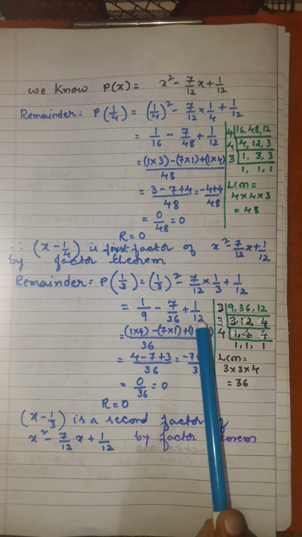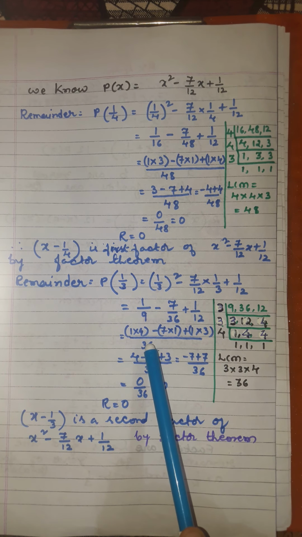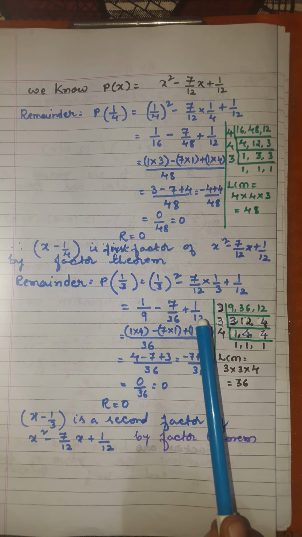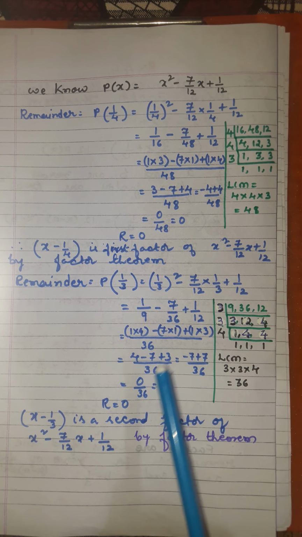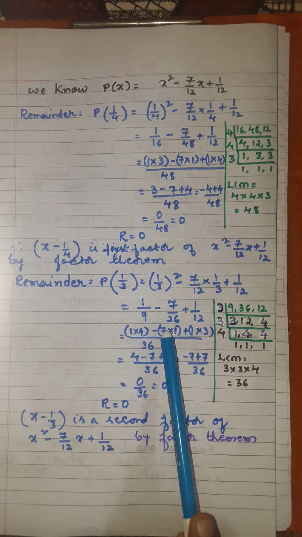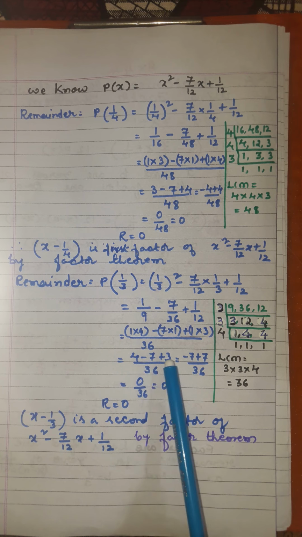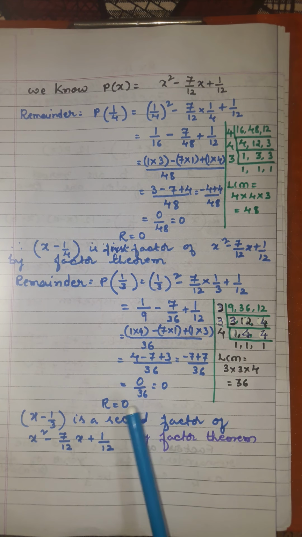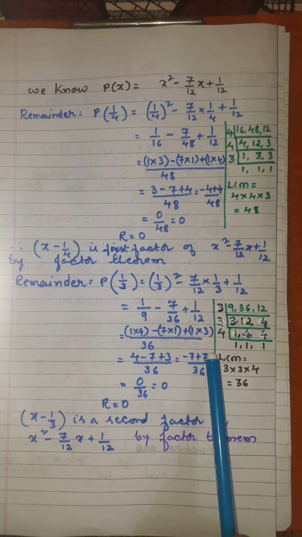Divide 36 by the denominator of the third fraction and see what is the quotient you are going to get. 12 3 times 36, 3 is the quotient. Multiply the numerator of the third fraction by the quotient, that is 3. 1 into 3, put it in the bracket. Now let us simplify. 1 into 4 is 4, minus 7 into 1 is 7, 1 into 3 is 3, whole divided by 36. Now let us add the positive integers, plus 4 plus 3 plus 7.